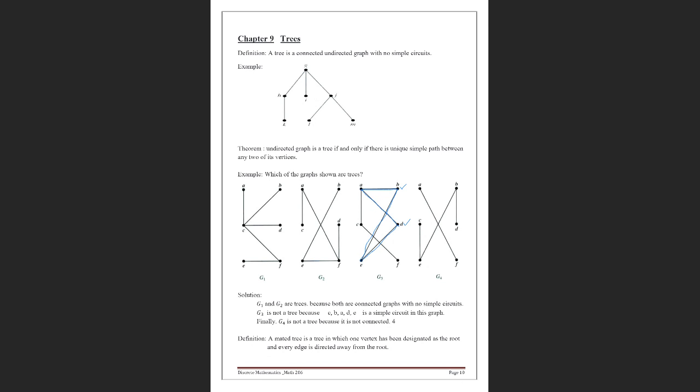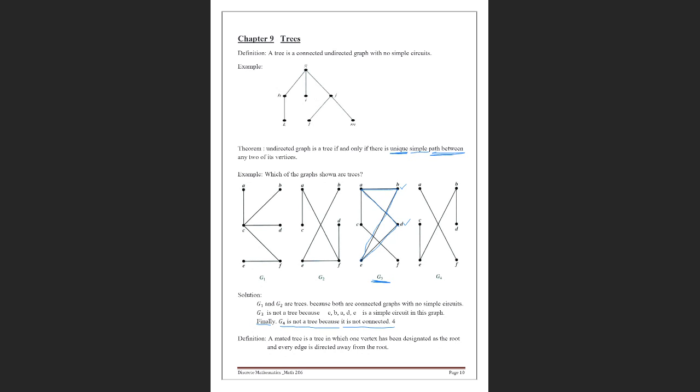But for a tree, unique means exactly one simple path, exactly one way between two vertices. But here there are two ways. So this is not a tree. G3 is not a tree. And now look, finally G4 is not a tree because it is not connected.